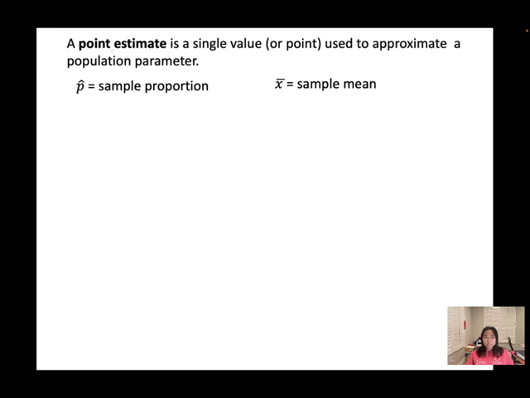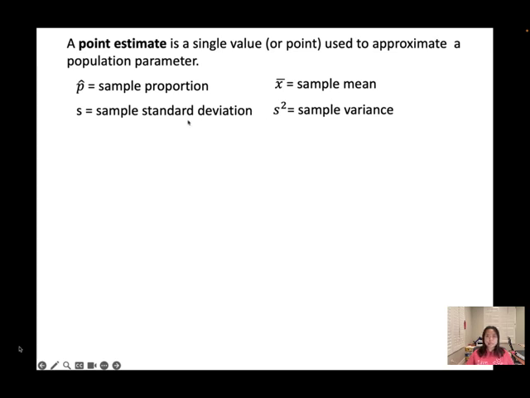And then the point estimate is talking about the statistic. Okay, remember the statistic? A statistic is a number that describes the sample. So I can mention the sample proportion, sample mean, sample standard deviation. That will be the point estimate. Or even the sample variance. Okay, remember what the point estimate is, right? It's talking about the statistic. It can be the sample proportion, sample mean, sample standard deviation, or sample variance.